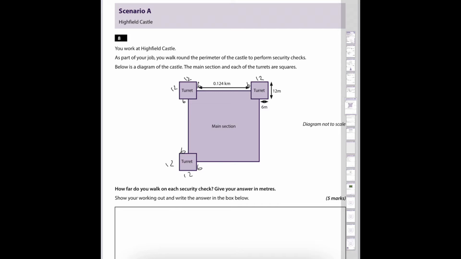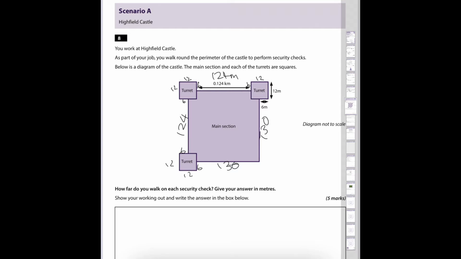Now we need to work out the main section. So as all these are metres, let's change that to metres. So it's 124 metres. So we know then that's turret to turret. This one is also turret to turret, so we know that's also 124. So what we need then are these two. So this has got 2 turrets. This has only got 1. So what we've got to do is add on that extra bit there where the turret would have been, which is 6. So this is 130 and that's 130.